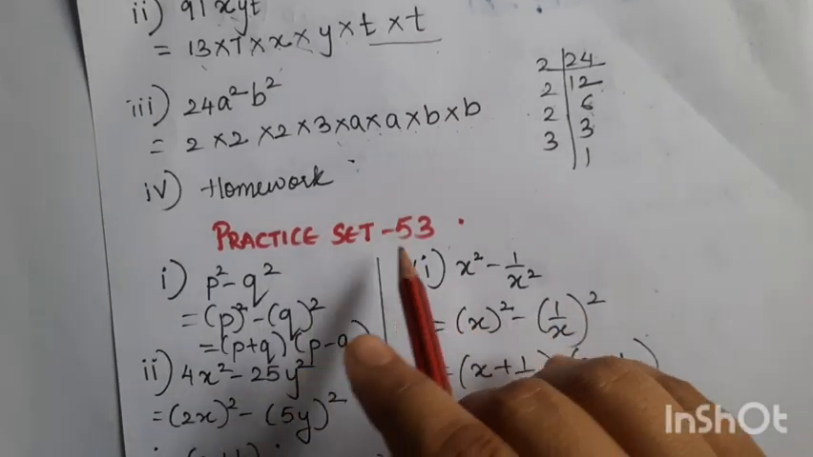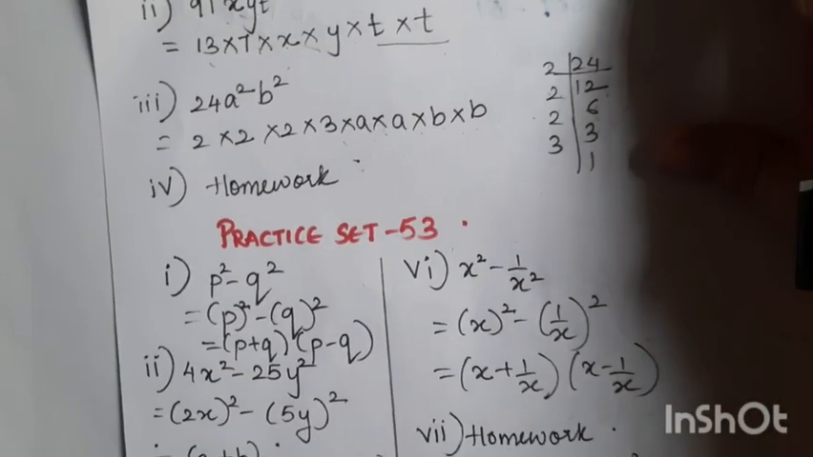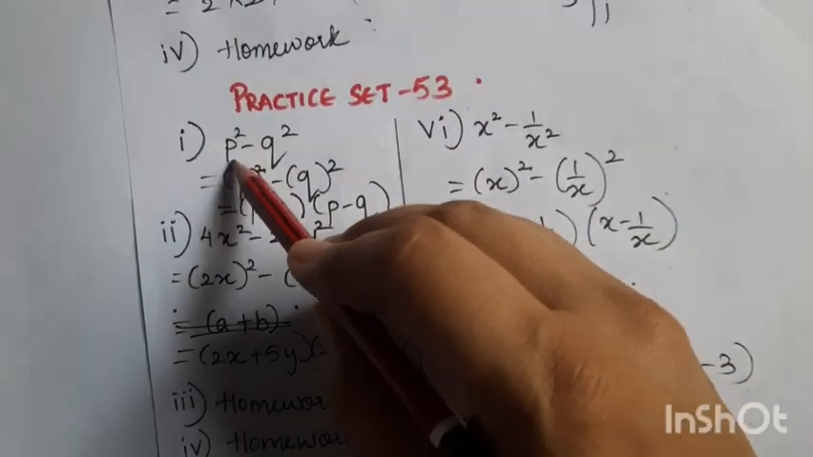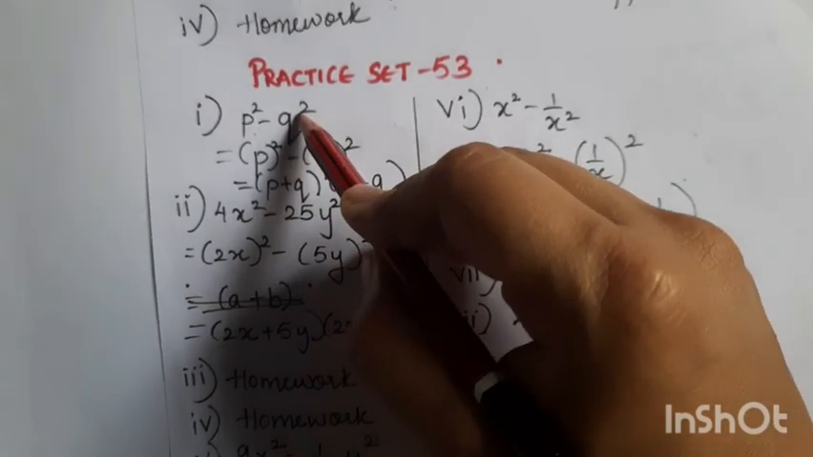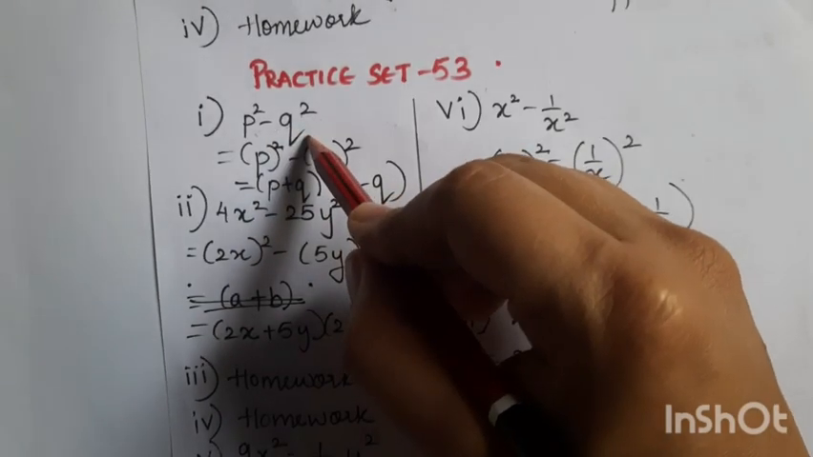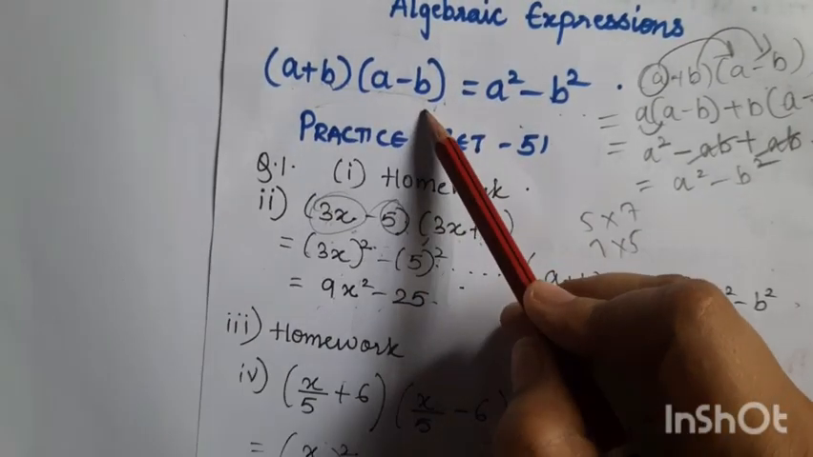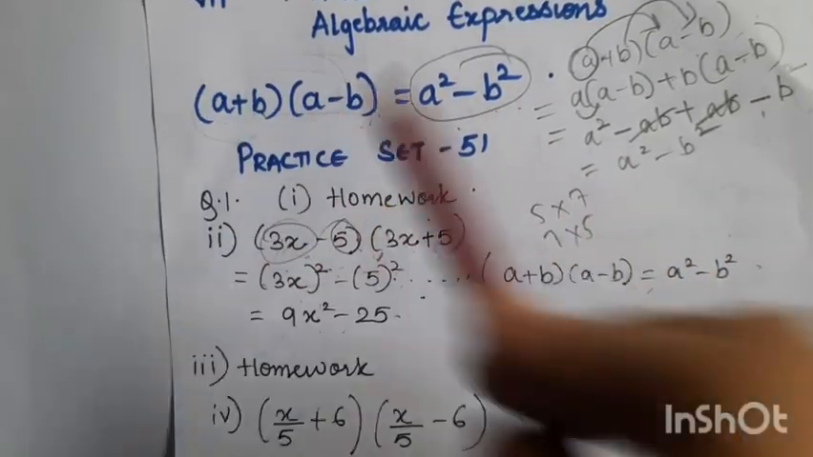Next, practice set 53, that is factorizing a binomial. Now let's learn how to factorize a binomial. You can see a binomial is given, p square minus q square. They will give this in the form of a square minus b square, and we have to get it in the form of a plus b into a minus b.